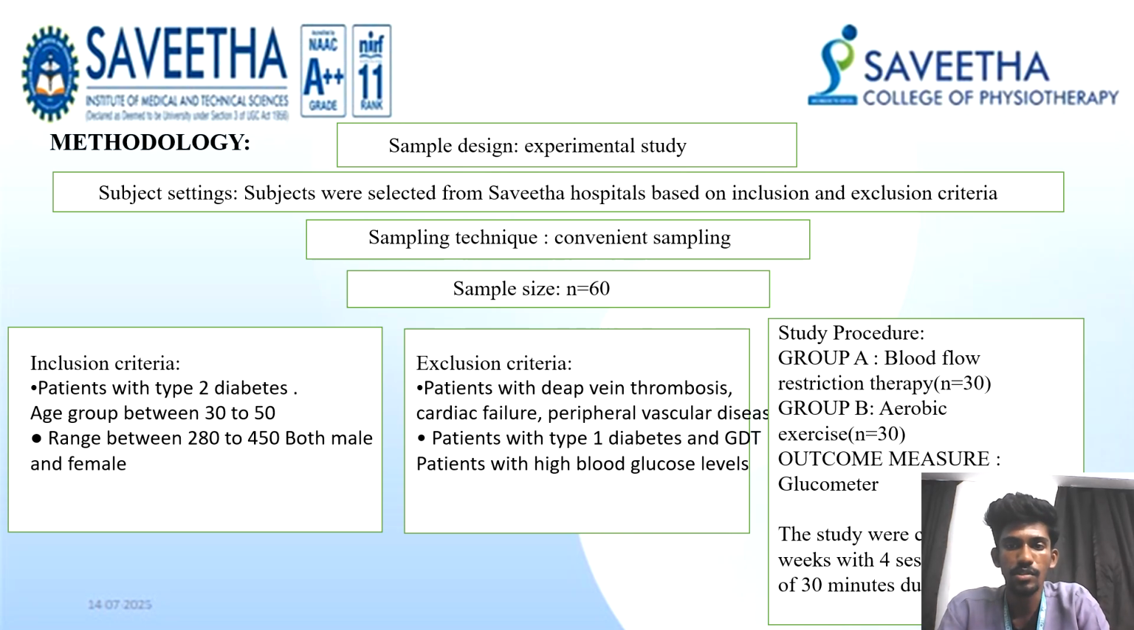Next, study procedure. We split the 60 sample size into 30. Group A 30 patients and Group B 30 patients. Group A underwent BFRT with medications, and Group B underwent aerobic exercise with medications. Now the outcome measure is a glucometer to check the blood glucose level in the body. The study was conducted for 4 weeks with four sessions.